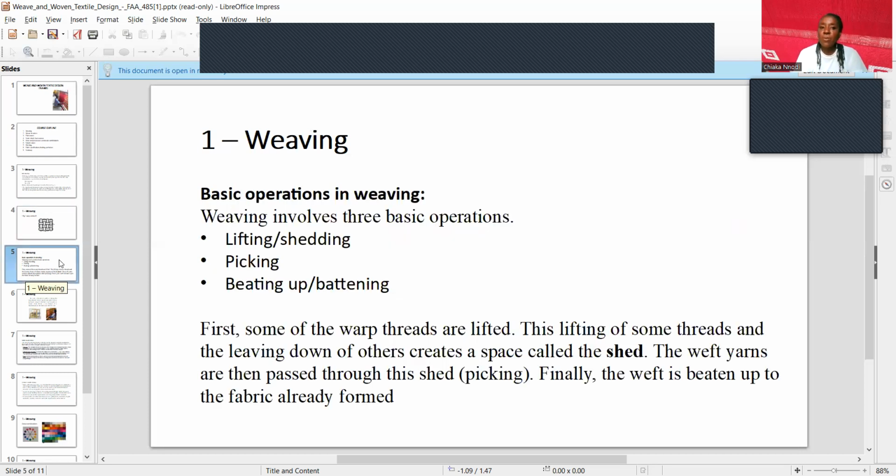Okay, so now, basic operations in weaving. Weaving involves 3 basic operations: 1, lifting or shedding, 2, picking, and the 3rd one is beat up or battening. First, some of the warp threads are lifted. This lifting of some threads and the leaving down of others creates a space called the shed. The weft yarns are then passed through the shed, which is the picking. Finally, the weft is beaten up to the fabric already formed.